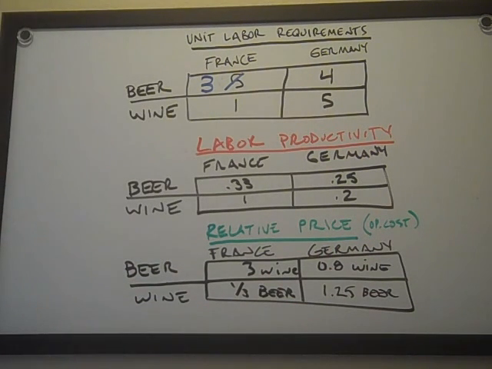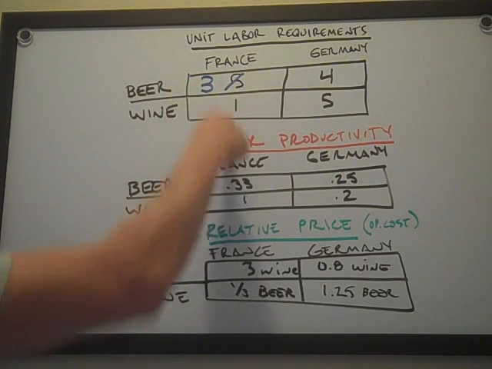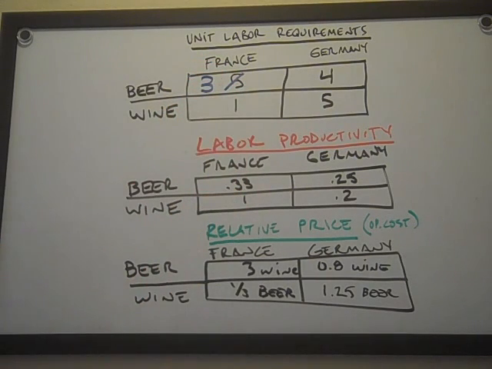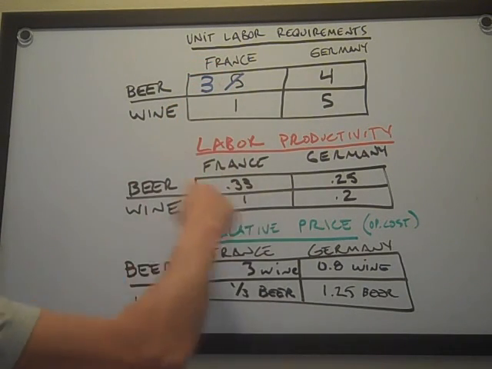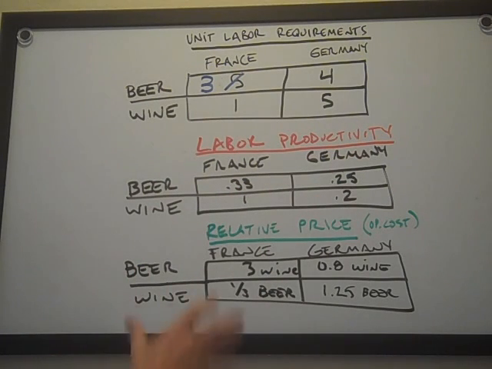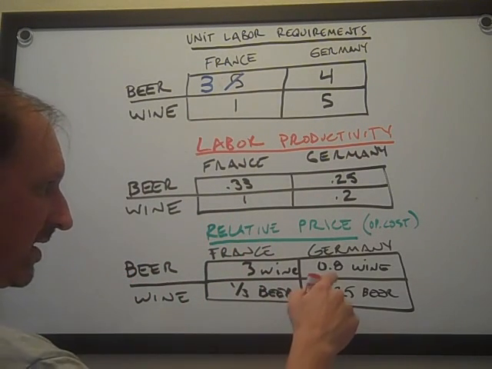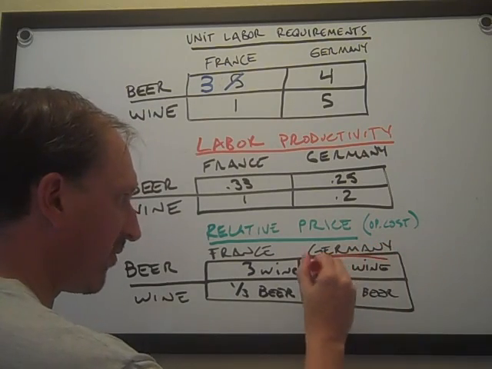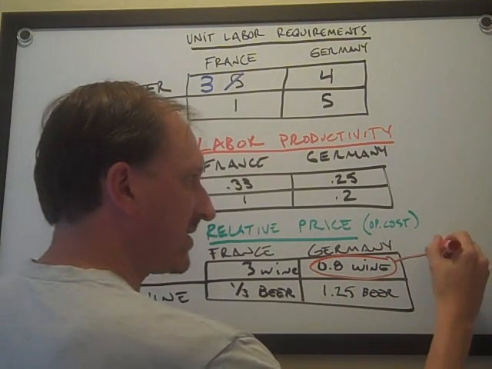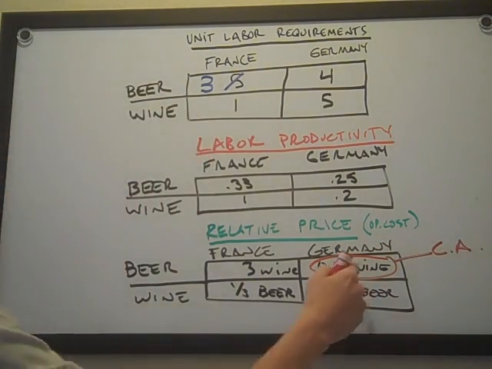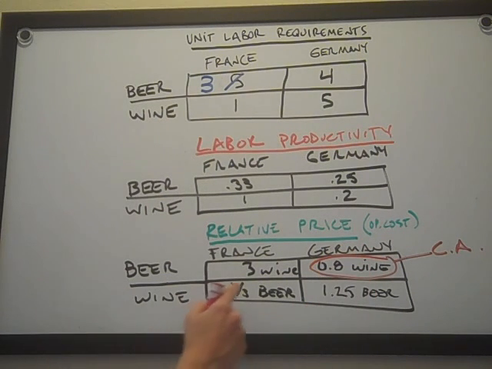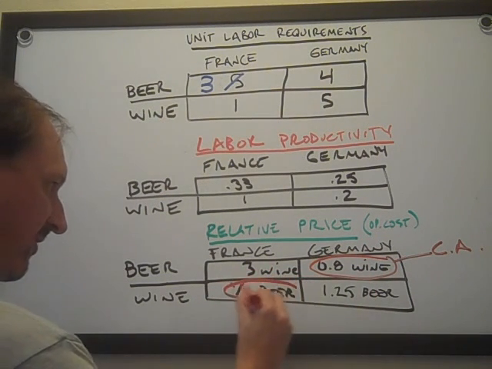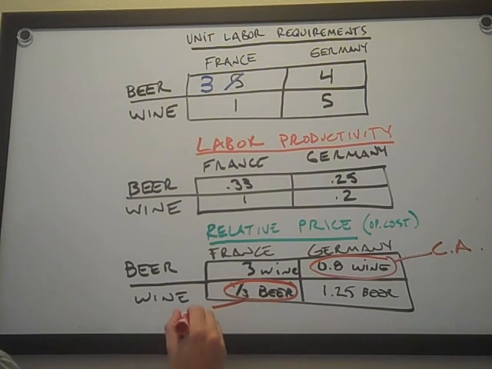And from there you can clearly see, even when absolute advantage doesn't work out like it did here, France had an absolute advantage in both goods, according to Adam Smith's work. When we get to Ricardo's work, we see this is cheaper than this, therefore Germany has a comparative advantage in beer production, and this is cheaper than this, therefore France has a comparative advantage in wine production.